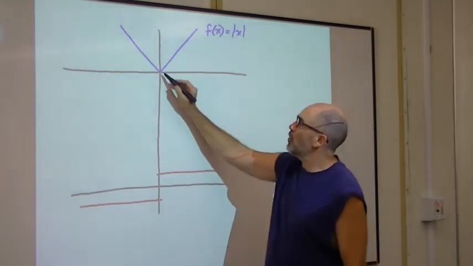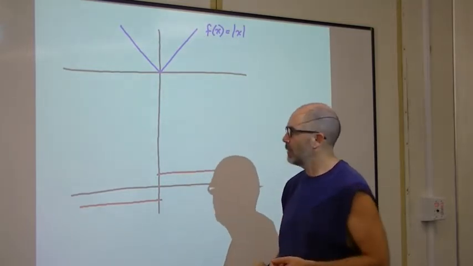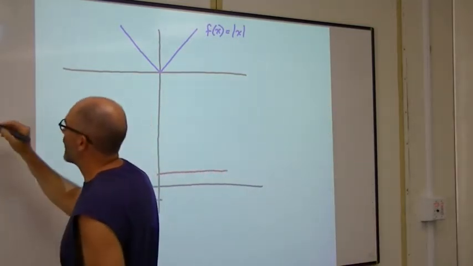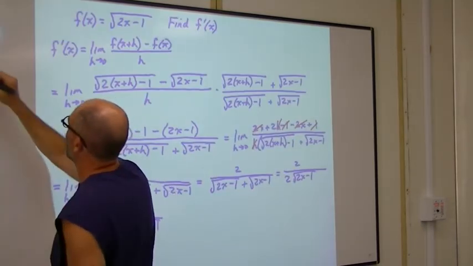Now, what is the slope right there at 0? Okay, we need to go back and check it out. Oops, wrong way.